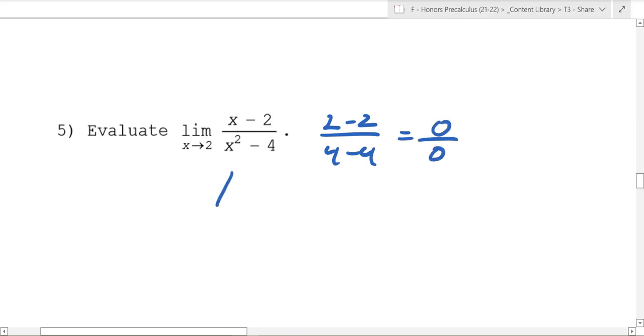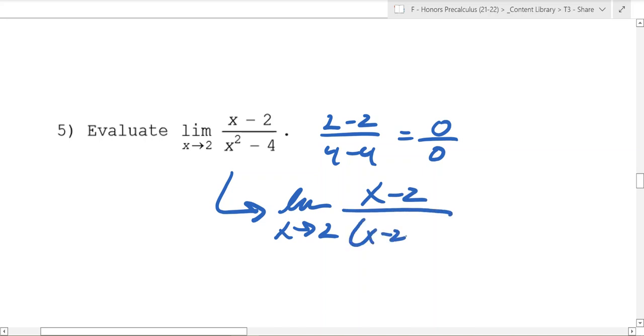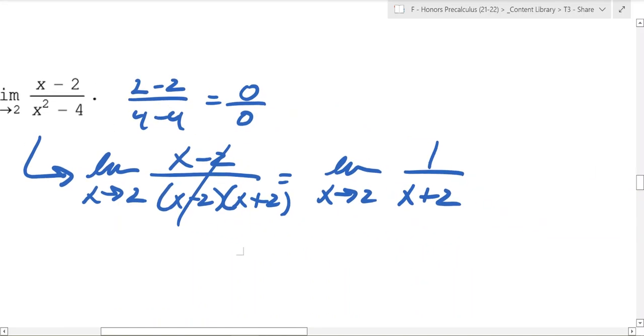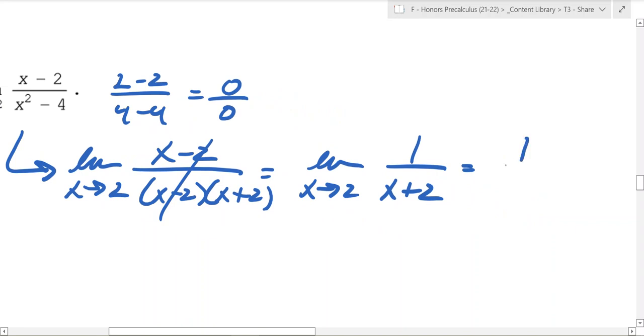So what you do instead is you check, can we do some algebra? This is going to be the same as the limit as x goes to 2 of x minus 2 over, oh, it's the difference of squares, so it's x minus 2 times x plus 2. What cancels? You're left with the limit as x goes to 2 of 1 over x plus 2. What we've done there is we filled in the hole. There was a hole on that graph, but now we can plug in 2 and we get 1 over 4. So the limit there is 1 over 4.